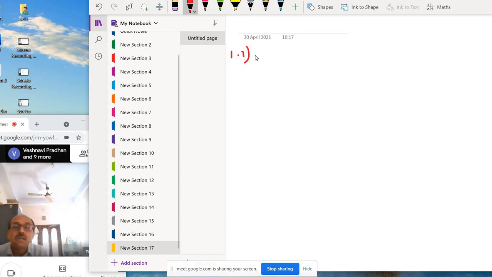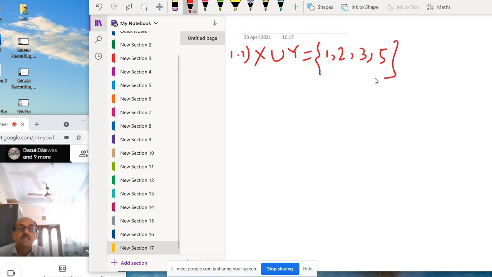X union Y equals the set {1, 2, 3, 5}. This is X union Y: 1, 2, 3, 5. Okay, let's see question number 3.